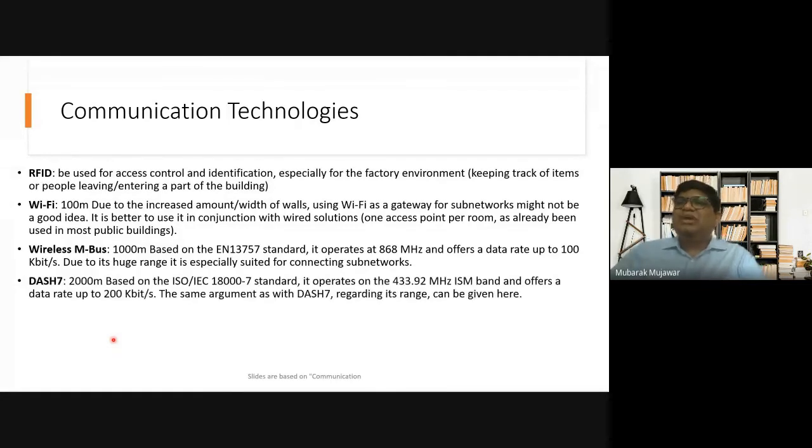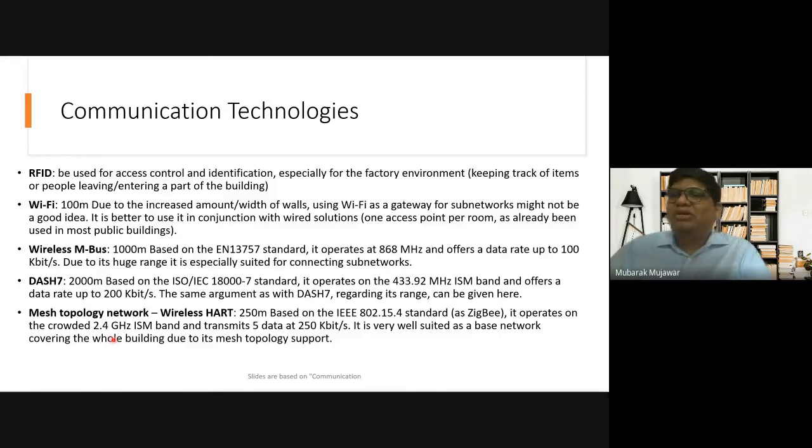Now the next technology which we can use is Dash 7 technology. It has a data rate of about 200 kilobits per second, and it has a range of about 2000 meters, which is good. So it is comparable to wireless M-bus, and it can also be used in open factories, or as a gateway for subnetworks in conjunction with a mesh topology network, which we have already discussed.